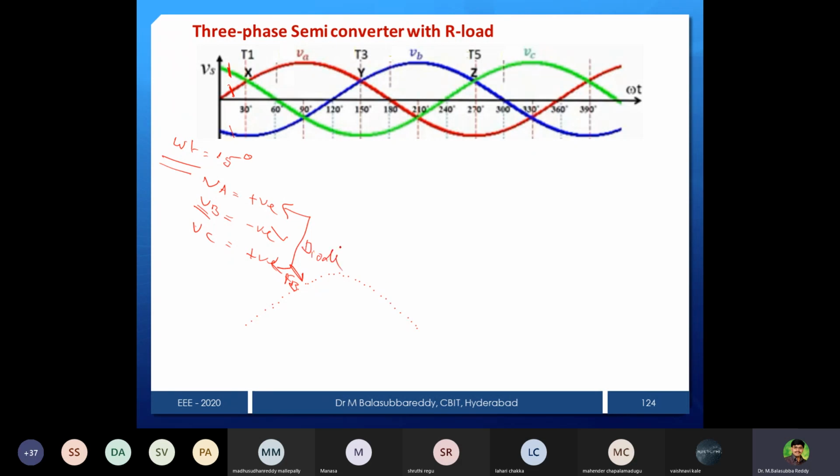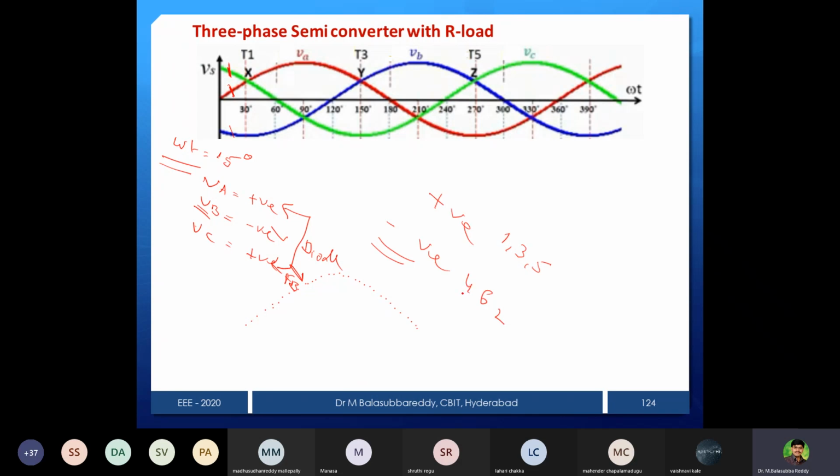But one thing I mentioned: two devices have to conduct at any particular instant. What are the two devices? One is a positive group device, another is a negative group device. One must be on the upper side, one on the lower side. 135 is the upper side, 462 is the lower side. So at any instant, one must be upper, one must be lower. So now we can see this at omega t equal to 15 degrees.